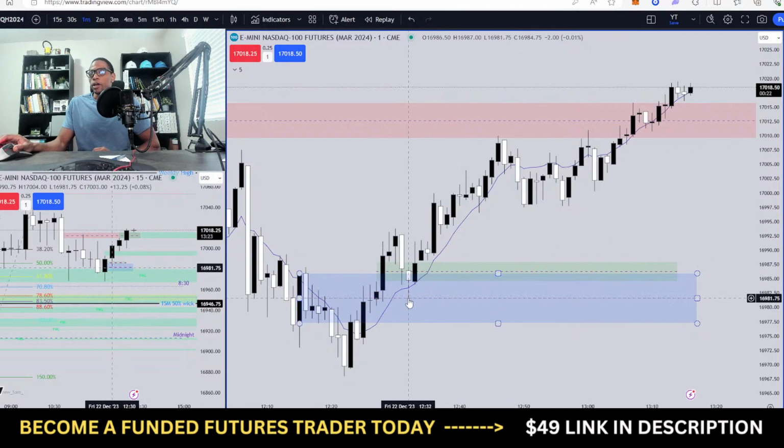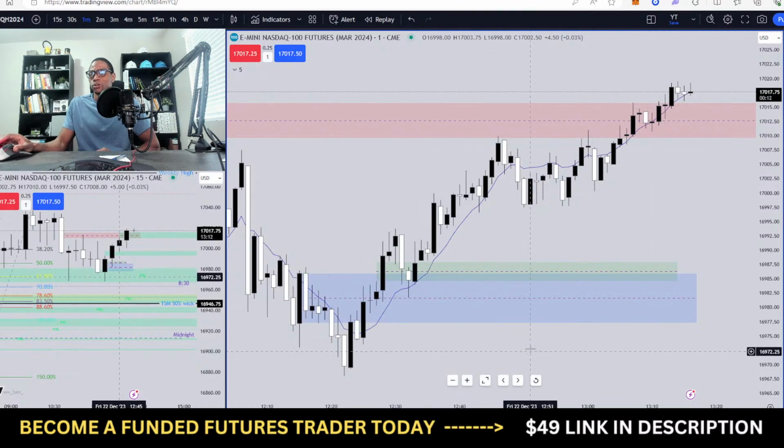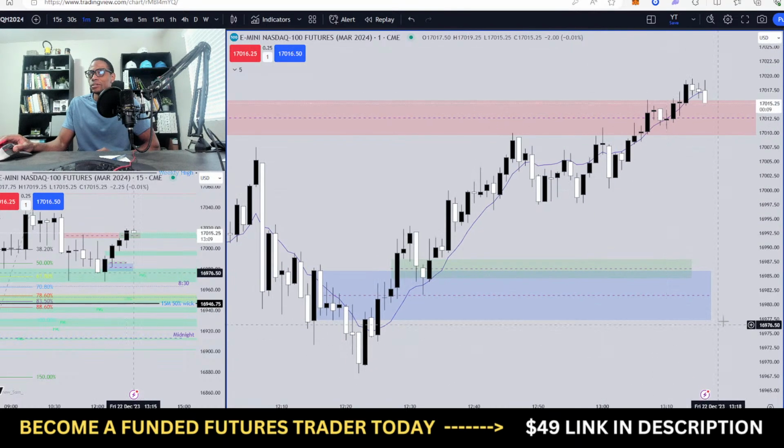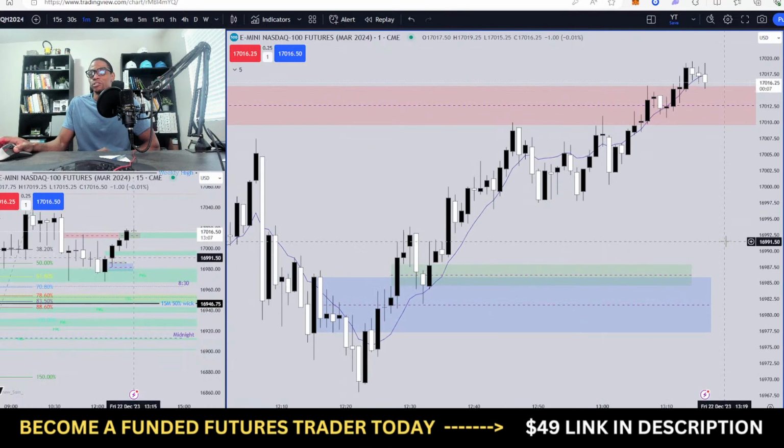Yeah, you're right. Well, I didn't take a look at ES, but if you were playing the 50% of the breaker block here on the 1 minute NASDAQ, it essentially gave you an entry with zero drawdown. Not often you find a trade with zero drawdown.